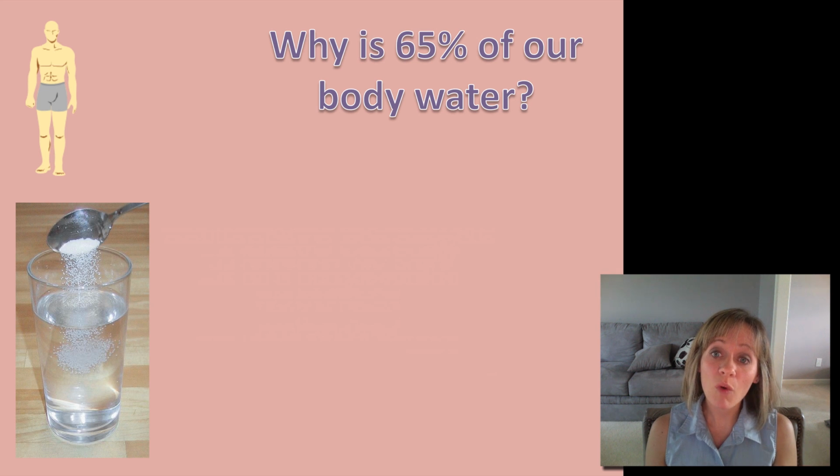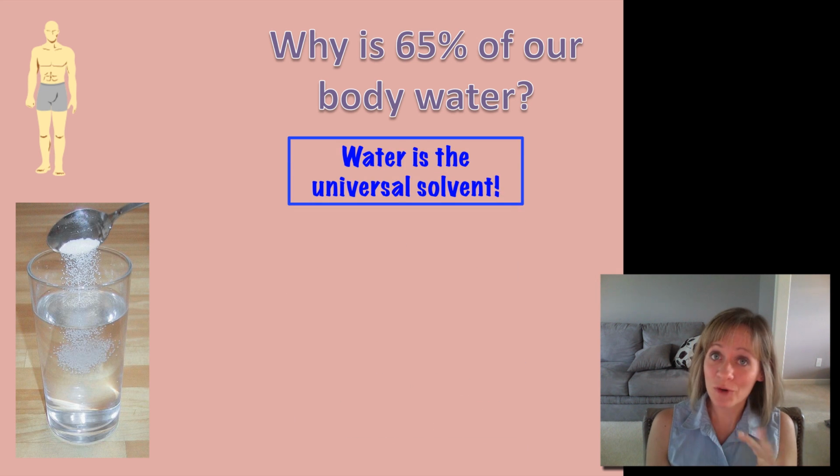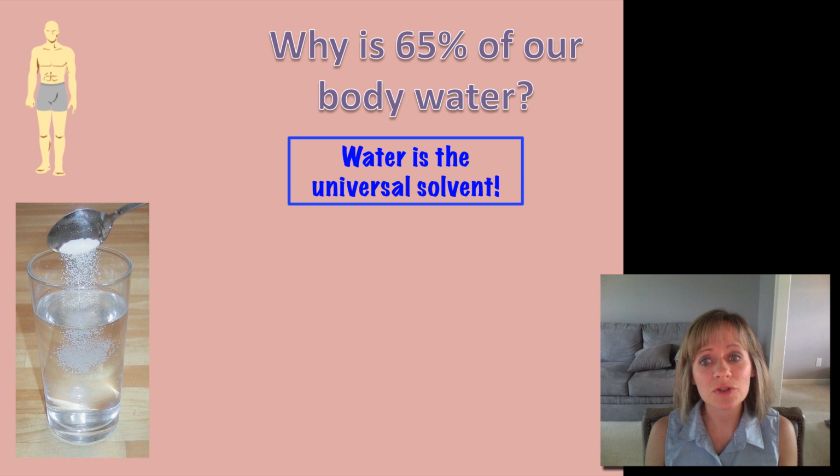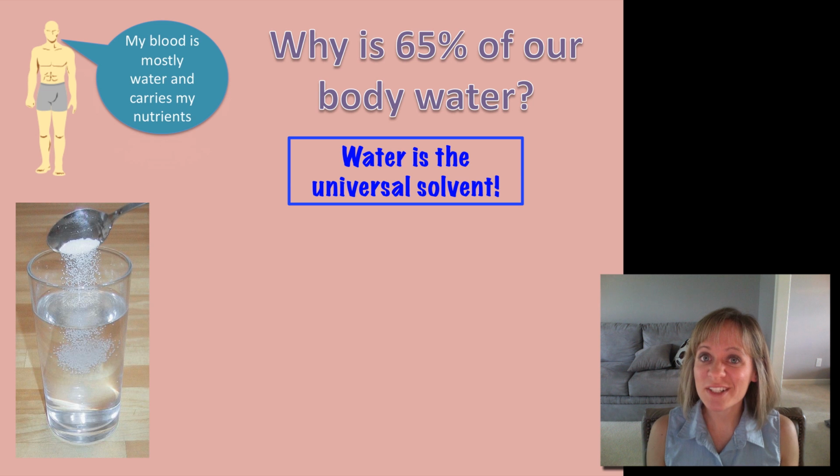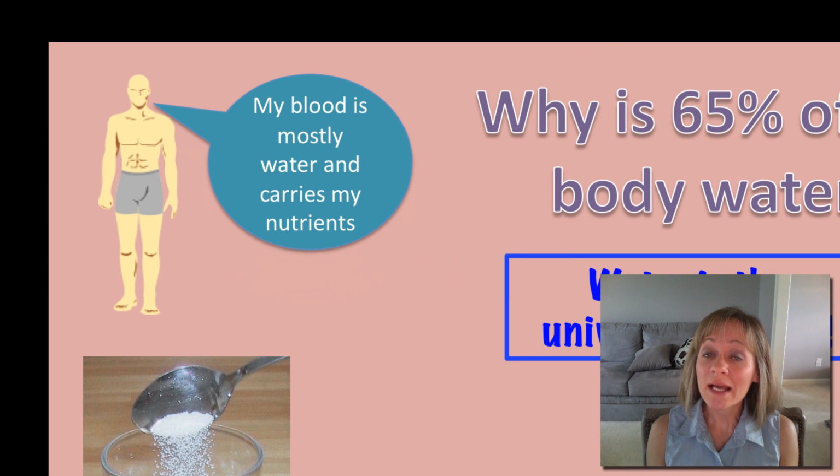And the fourth and last unique property sort of explains why our body is made up of 65% water. And the answer is the fourth property. Water is the universal solvent. A solvent is simply something that dissolves particles. And so this guy here is saying, my blood is mostly water, and I'm glad because it carries all of my nutrients throughout my body. It dissolves all of my nutrients and transports them.